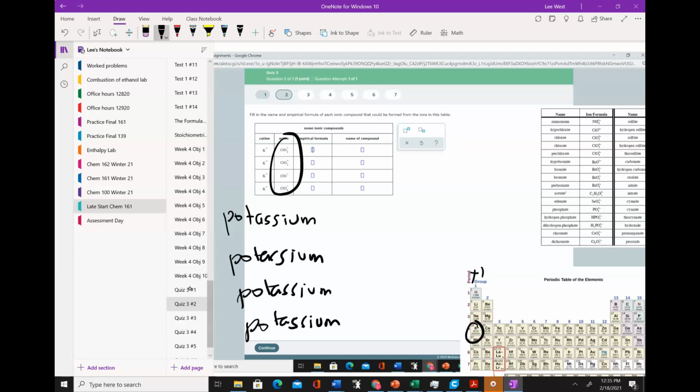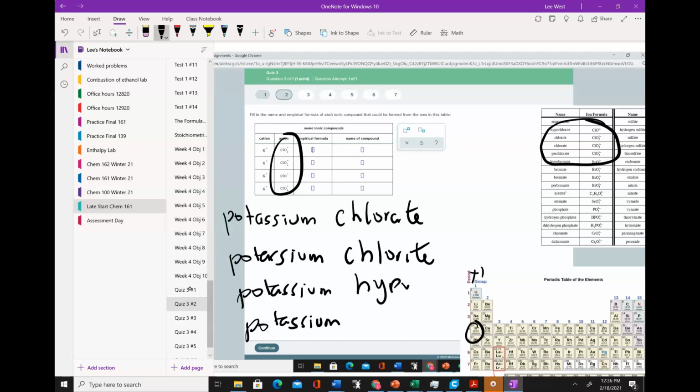And then for my anion, you can see that they're all polyatomics, and I just got to find them in there, but they're all of these like chlorine containing ones, right? So I just got to pick the correct name from the table. So ClO3- is chlorate, and then ClO2- is chlorite, and then ClO- is hypochlorite, and then last but not least ClO4- is perchlorate.